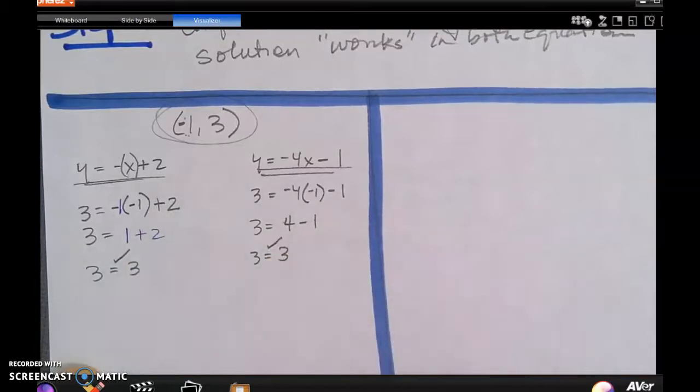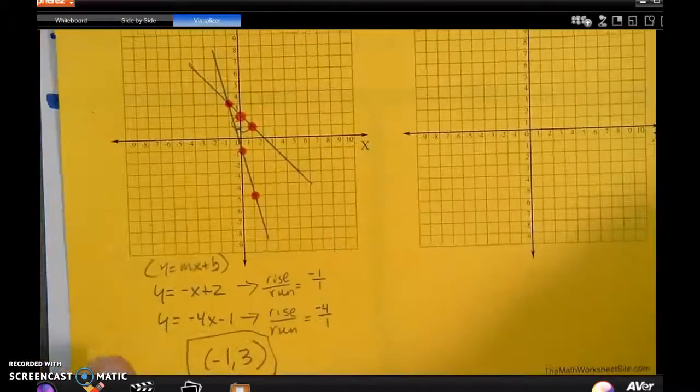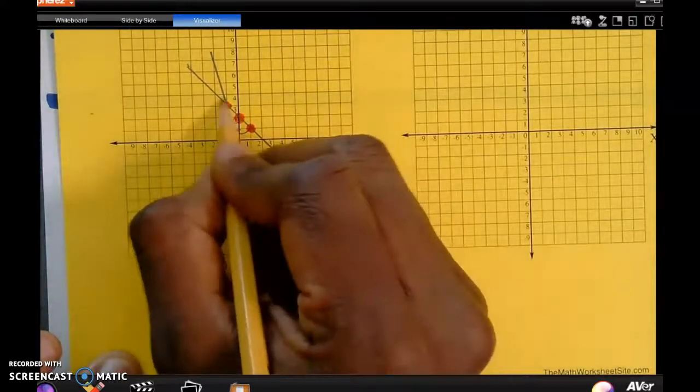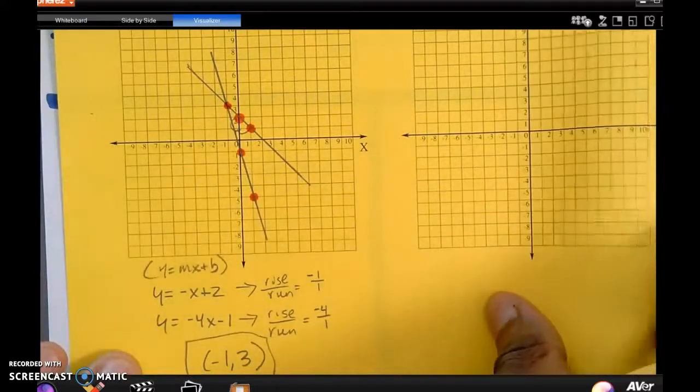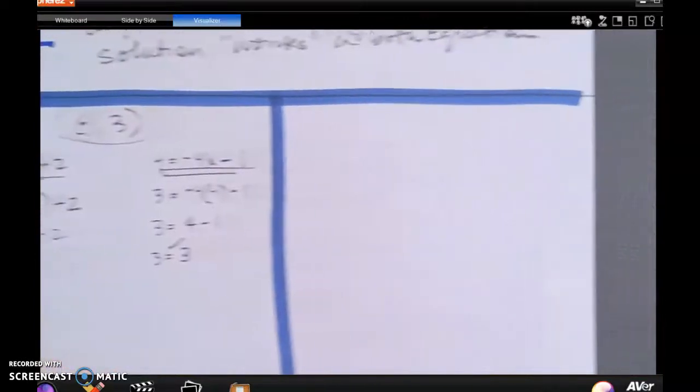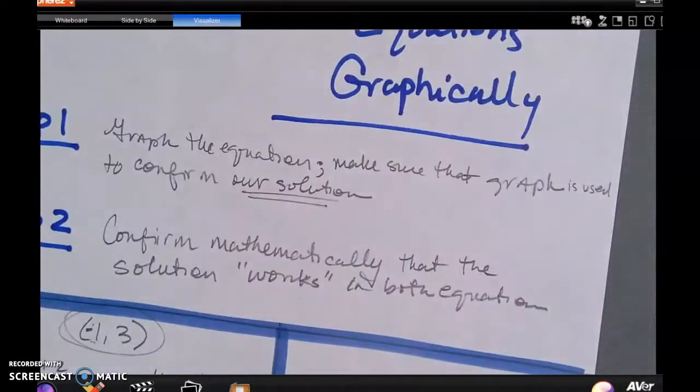Is that true? We have a solution for those two equations. It satisfies both of those equations. This is my point of intersection that is solving for the systems of equations. All right, so now we're going to do the exact same thing for the next one.